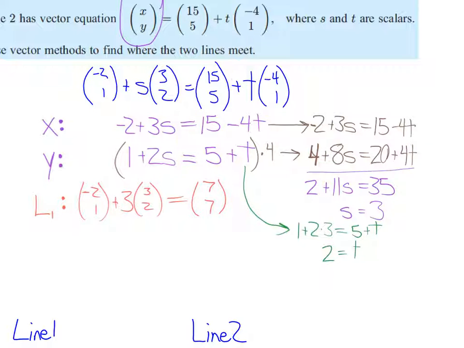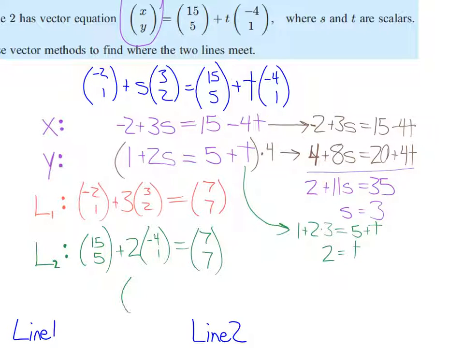And to confirm our point should be the point 7, 7, I'm going to use line 2 here. And I have 15, 5, plus t, which is 2, times negative 4, 1. So 15 plus 2 times negative 4. 15 minus 8 is 7. And 5 plus 2 times 1, 5 plus 2 is 7. So therefore, these two lines intersect at the point 7, 7.